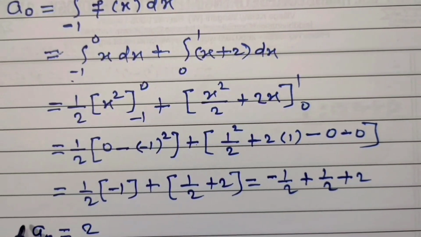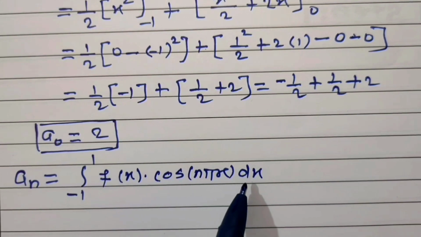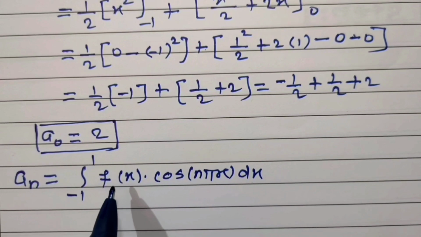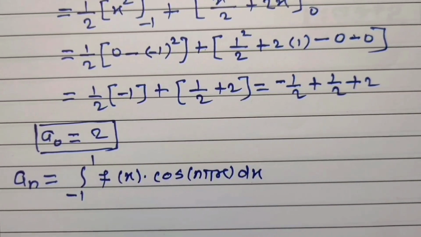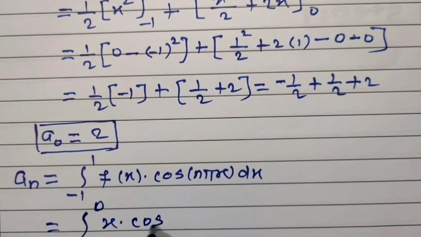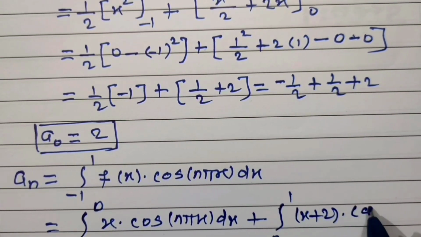Let us find the value of the second Fourier coefficient, that is an. An is equal to integral from -1 to 1 f of x into cos n pi x integral with respect to x. This value we have obtained in step number 1. Now we have to replace this f of x. F of x is defined in two intervals. So this can be written as first interval from -1 to 0, and in this interval the value of f of x is x into cos of n pi x integral with respect to x, plus second interval from 0 to 1, and in this interval the value of f of x is x plus 2 into cos of n pi x integral with respect to x.